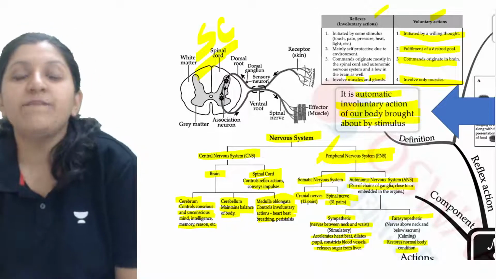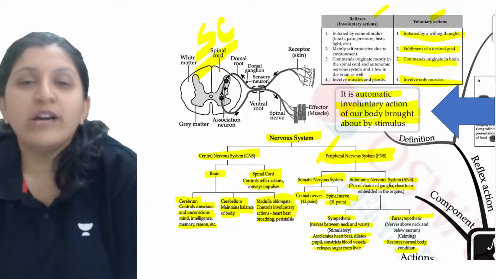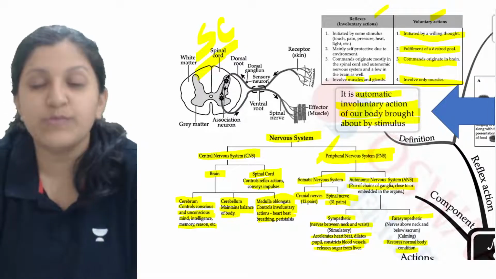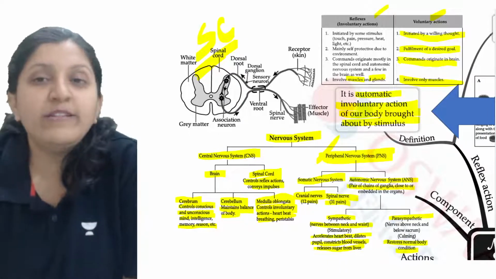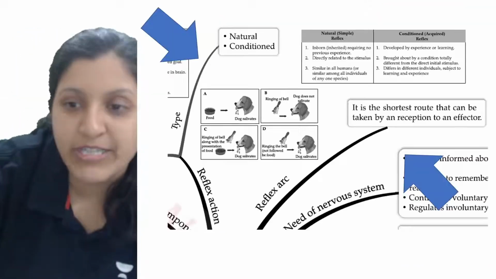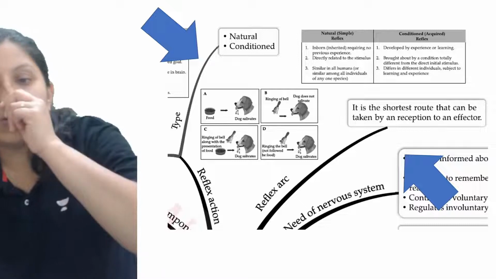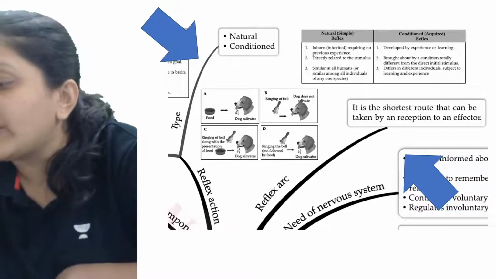Same way, if I have to ask the pituitary gland to secrete some hormone, that is also not possible. So these are all involuntary, which are not under our control. Okay, here there is one more thing. This is with respect to reflex action.